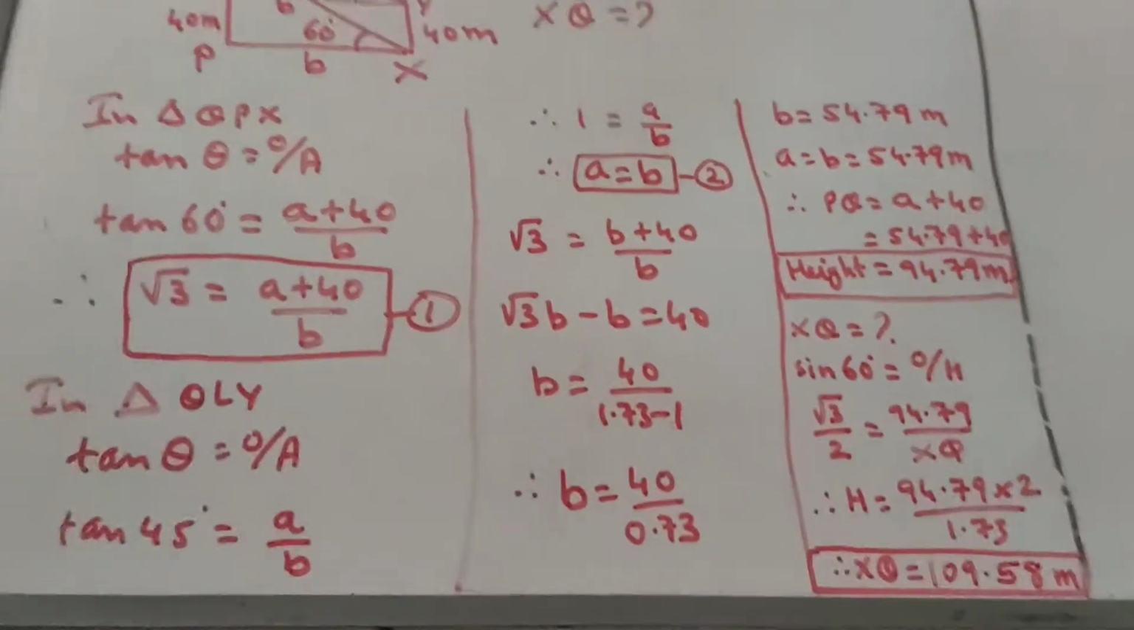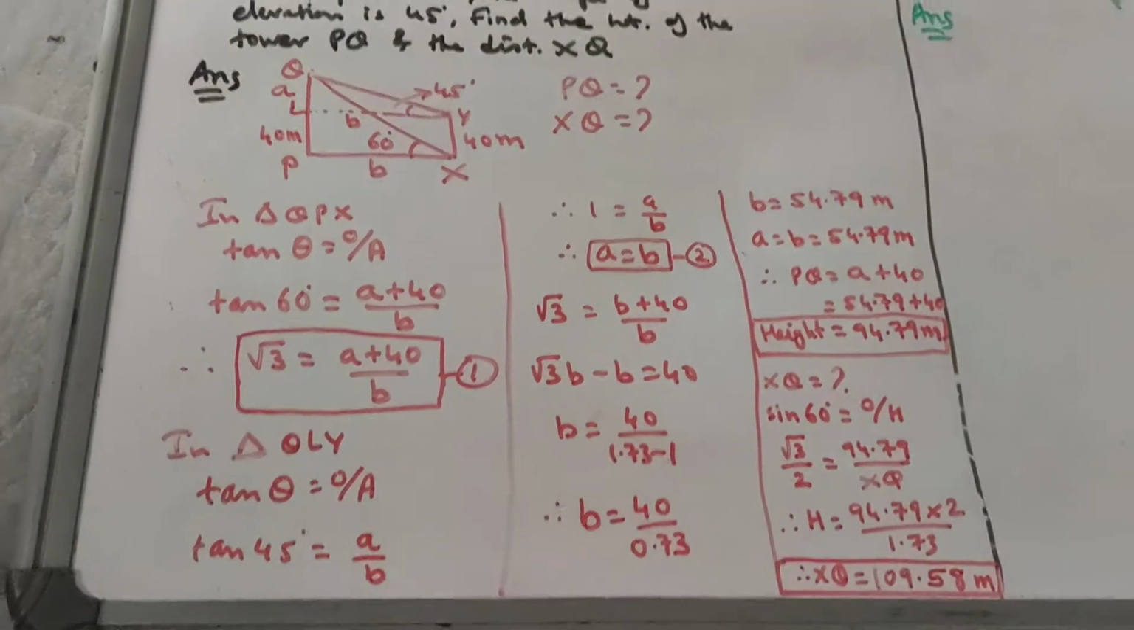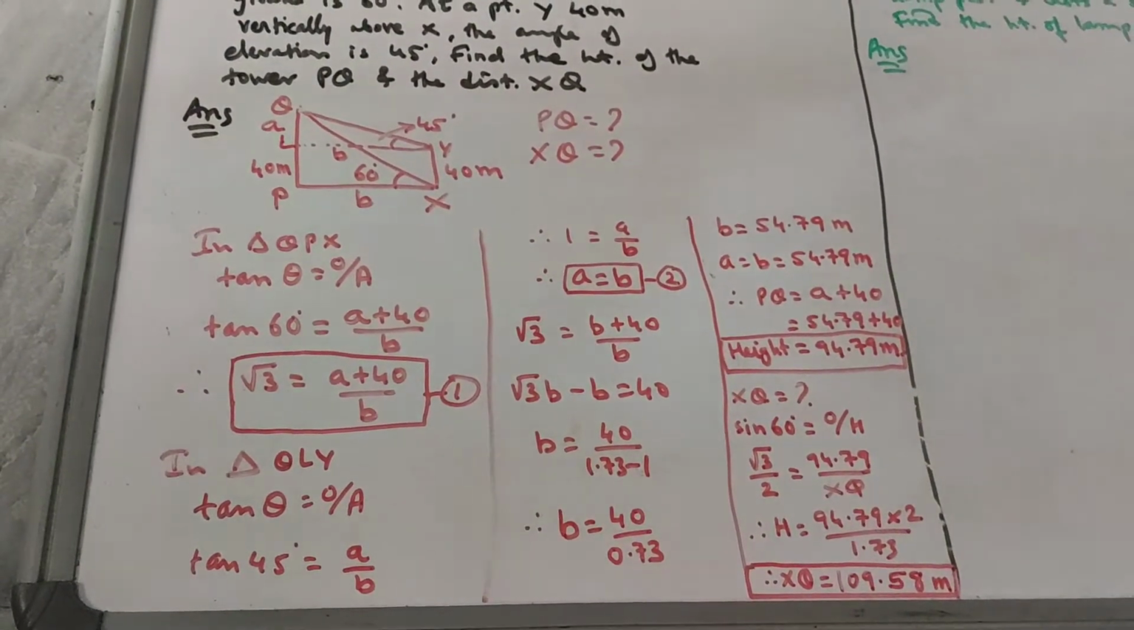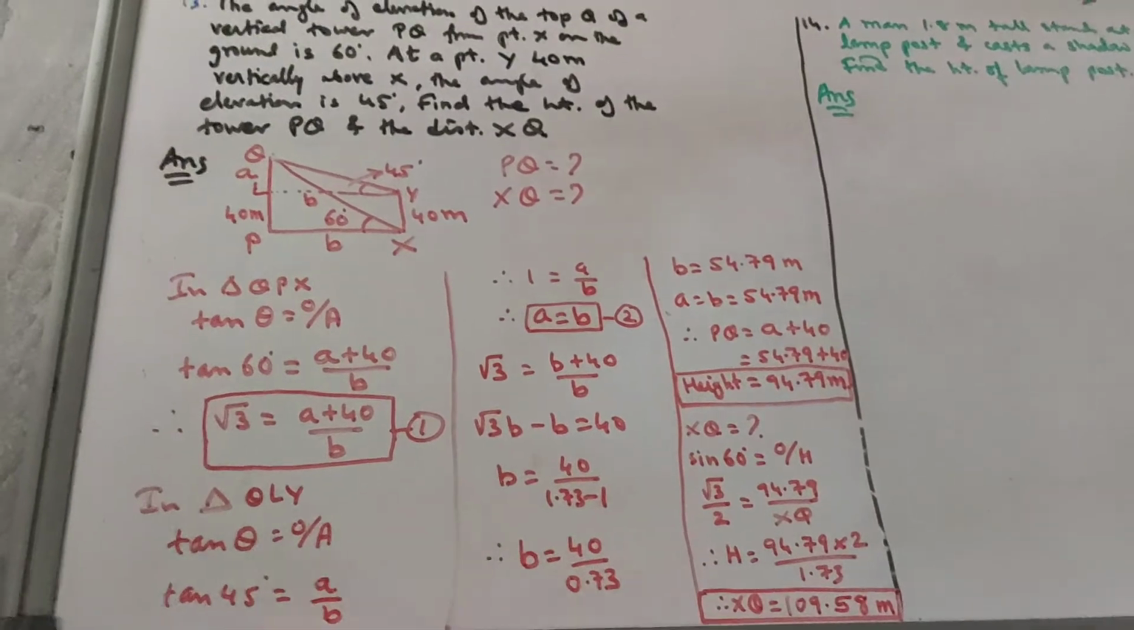I hope you understood this sum. It is pretty simple. And here you have to find XQ, that is the hypotenuse also. Let us work it out. Sum number 14.